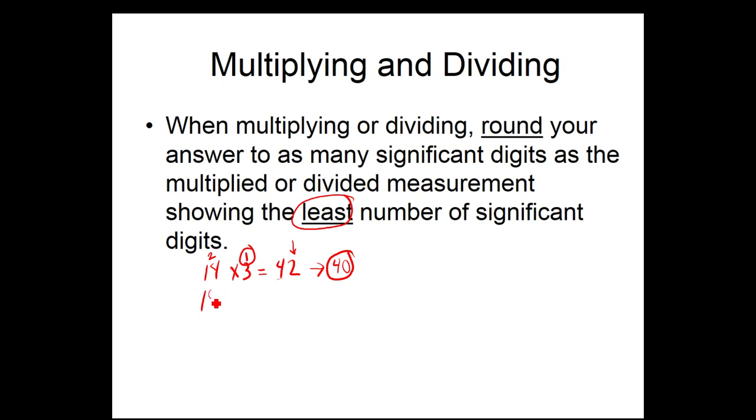Let's do another one. Now let's do 14 times 13. So 14 times 13 is 182. Look back at the problem. 14 has 2 digits. 13 has 2 digits. So my answer can have 2 digits, the number of the least. So 182. Again, I need 2 digits. So I'm going to put my 1 and my 8. Or start with that at least. And we'll look to the 2. Is that going to make the 8 stay an 8 or round it to a 9? It's going to stay an 8 because the 2 is less than 5. And now I have to fill in a 0. Again, if somebody owes me $182, I'm not going to round it to $18. I'm going to round it to $180.